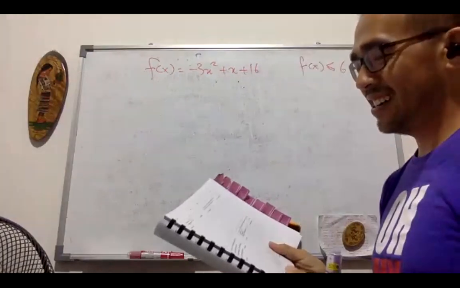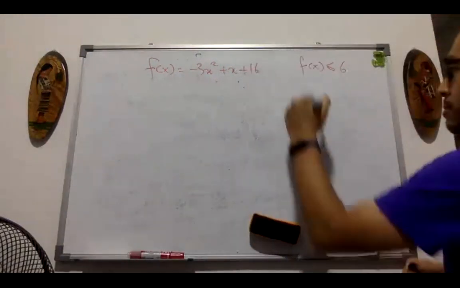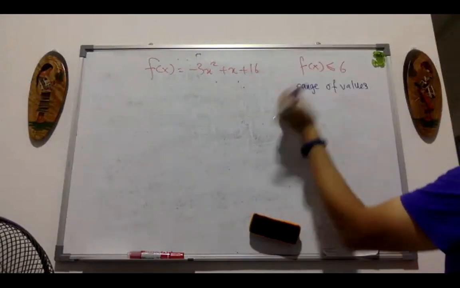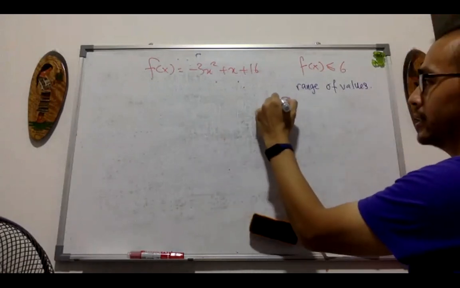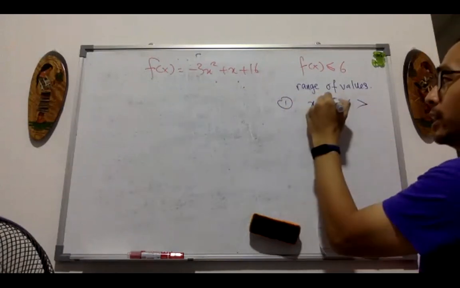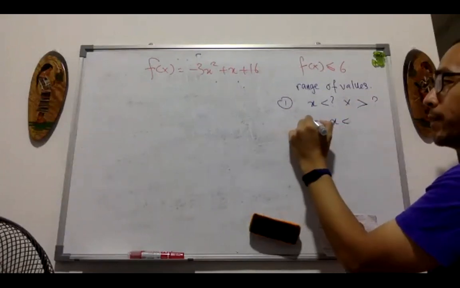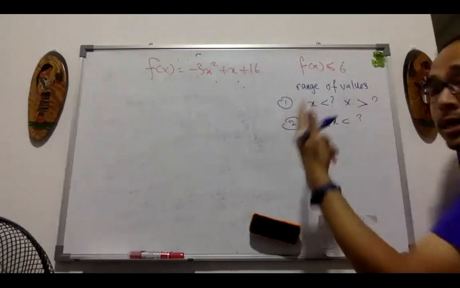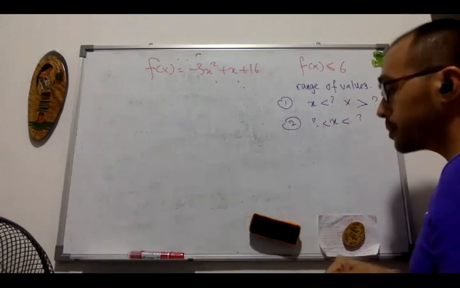Okay, so f(x) is less than 6. Find the range of values of x. It's important to note that when they say the words range of values, you want to have two kinds of answers. The first kind of answer is either x is less than a certain number and x is more than a certain number, or x is in between two numbers. There are two kinds of answers that we're looking at, depending on the situation.